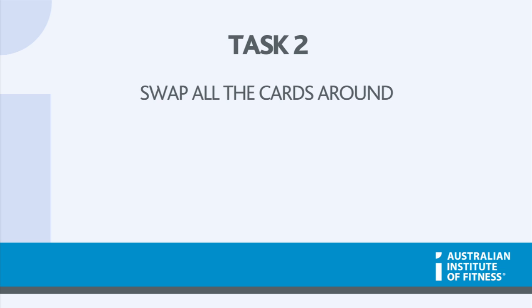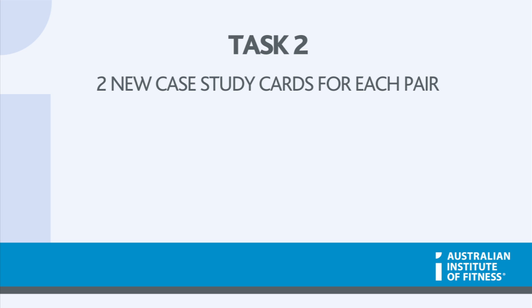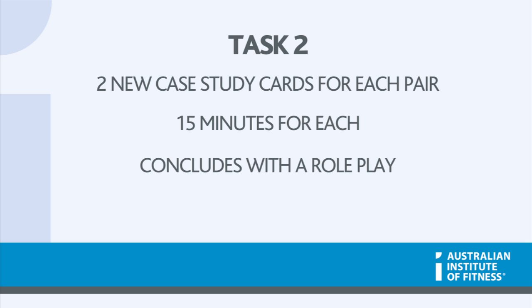That's important. Now, task 2's got 30 minutes allocated to it. So with the 2 new case studies, again, you allocate 15 minutes for each friend to go through and ask the case study questions and then answer the healthy eating questions. So it's about 5 minutes of talk and then about 10 minutes to answer the questions. At the end of this, it finishes with a role play. And in the role play, you go through healthy eating habits and it's a debrief for the client. So that's like a one-on-one role play.